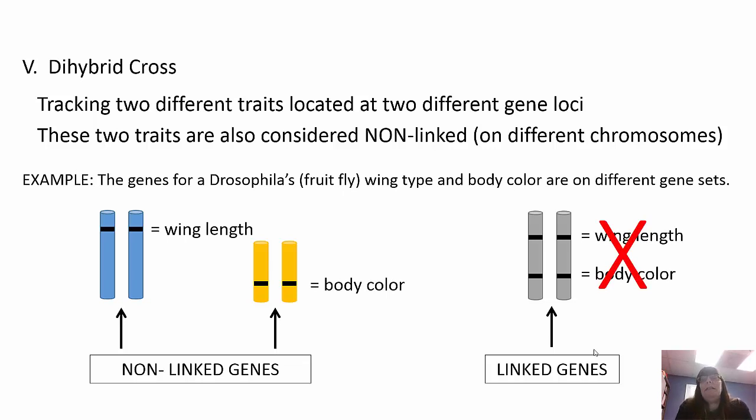Okay, dihybrid crosses. Di means 2. So now you're looking at 2 different traits located at 2 different points. They're non-linked, on different chromosomes. So the genes for Drosophila, wing type and body color, for example, are on different chromosomes. So we look at wing length and body color. Now, if they were linked, it gets more complicated, and that's for an actual genetics class, so don't worry.